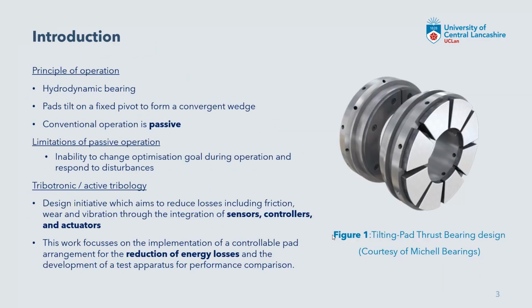For those who aren't familiar with the tilting pad thrust bearing design, it's a hydrodynamic bearing or a fluid film bearing. It utilizes a number of independent sector-shaped pads, which each tilt upon a fixed pivot to form a convergent wedge geometry. These pivots are either line pivot or point pivot, to allow it to tilt circumferentially and, in terms of a point pivot, radially.